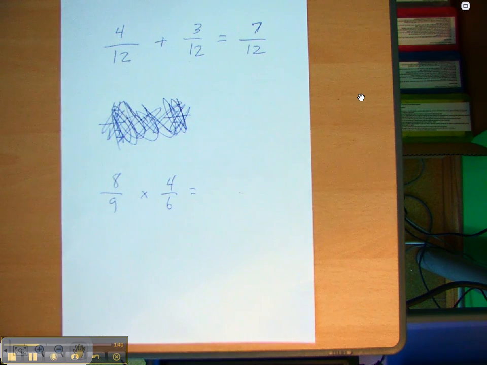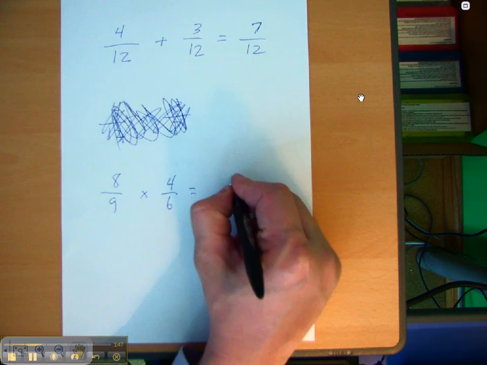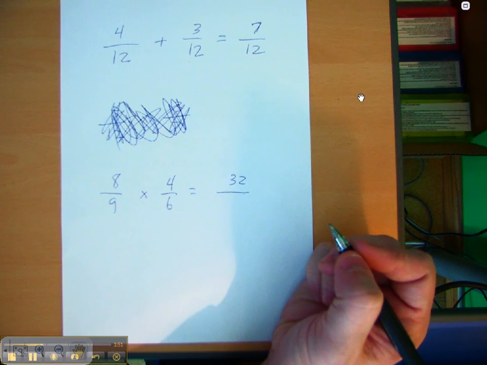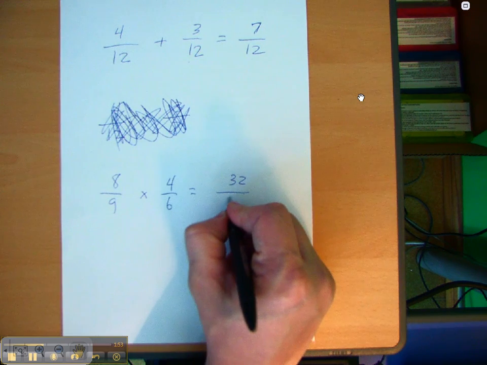When you're multiplying fractions, it doesn't matter if the numerators are different or the denominators are different or even if the denominators are the same. It's the same process. You multiply the top numbers, so 8 times 4 is 32, and then you multiply the bottom numbers, the denominators, and 9 times 6 is 54.